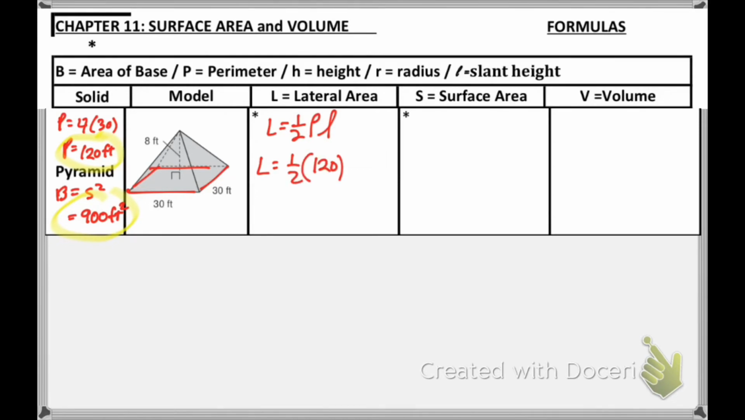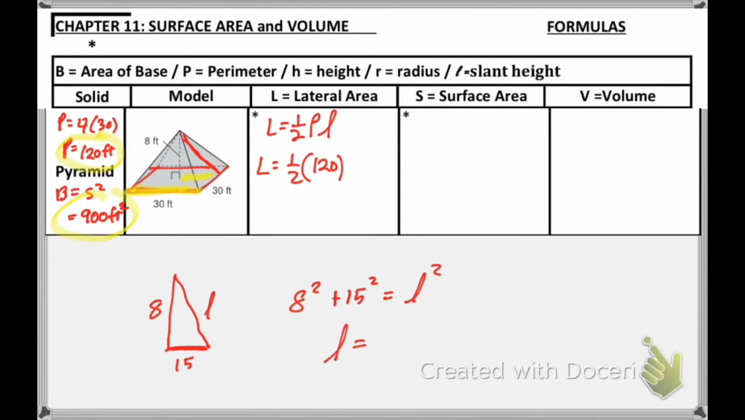Now the slant height, what's my slant height here? Well, to do this, I'm going to set up my right triangle. Well, my height is 8. But what's this side right here? Well, if this full side length is 30, I need half of it. I'm just going to do 30 divided by 2, and I get 15. And that will give me the slant height. So I get 8 squared plus 15 squared is equal to the hypotenuse L squared, which then gives me L is equal to 17 feet, using the Pythagorean theorem. So I get 17 feet here.